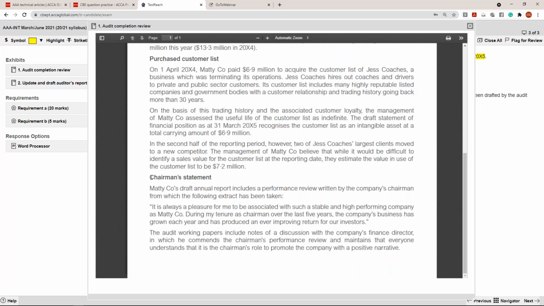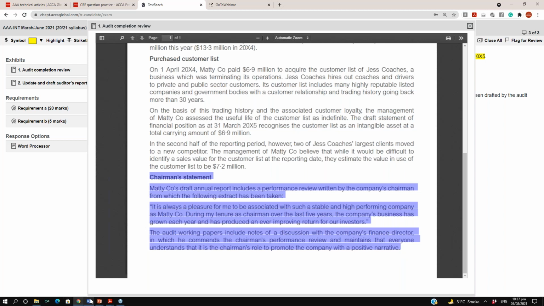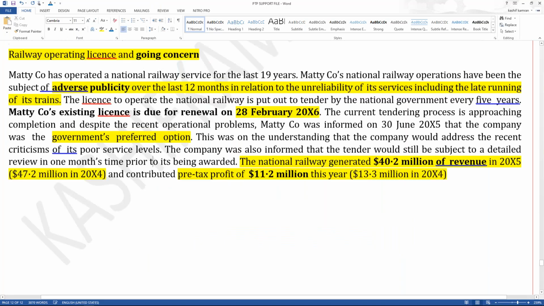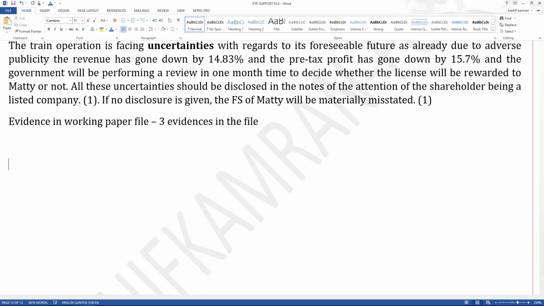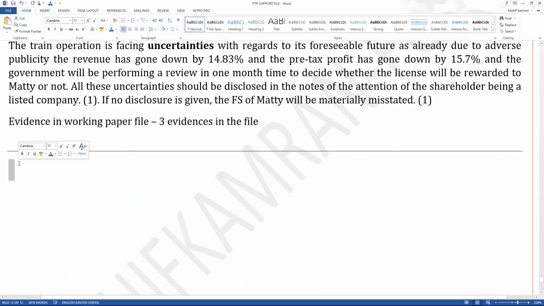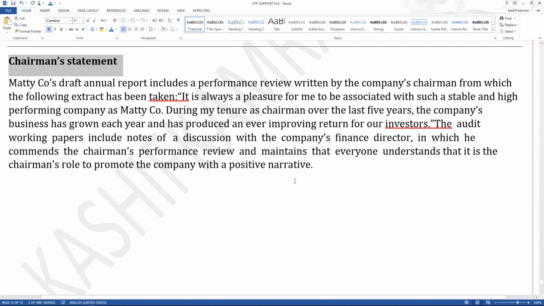Let's look at the chairman statement, and the matters you need to comment on. I'm copying the chairman statement from here. How many marks do we have for the chairman statement? In the exam, we have almost 5 marks for it. Okay, let's copy the chairman statement here. Can you all see the chairman statement on your screen now in the Word file? Let's do the brainstorming and find the comments on the matters.